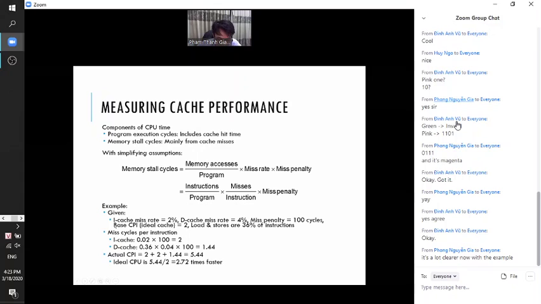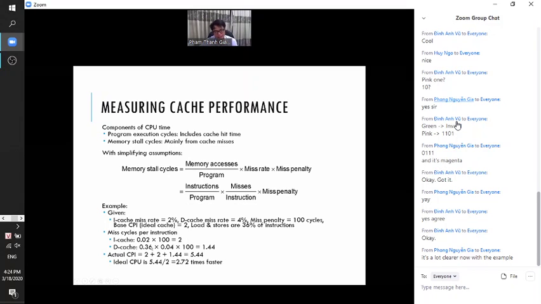So for the example, I think it's quite clear because I reminded you before. For example, the I-cache miss rate is 2%, the data cache miss rate is 4%, and the miss penalty requires 100 cycles to access memory. The base CPI in the ideal case when the cache hits is 2, and the loads and stores to the memory are 36% of instructions. So in that case, the miss cycles for the I-cache will be 2% times 100, which is 2.